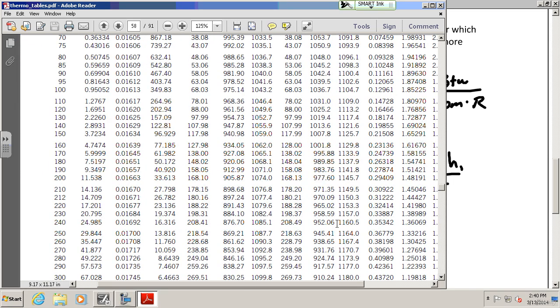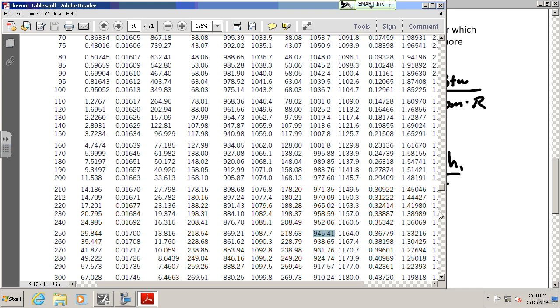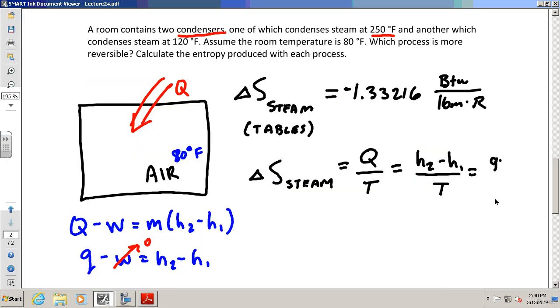And at 250 degrees Fahrenheit, the evap term looks to me like 945.41. So that's going to be equal to 945.41 BTU per pound mass divided by the temperature. The temperature of steam is 250, but you cannot put 250 Fahrenheit in there. You've got to put in absolute. So that's 250 plus 459.67. So you're really putting in 709.67 Rankine there.